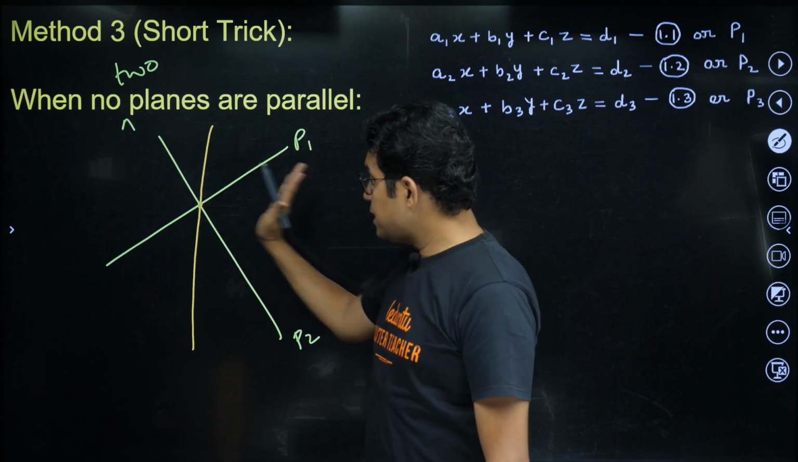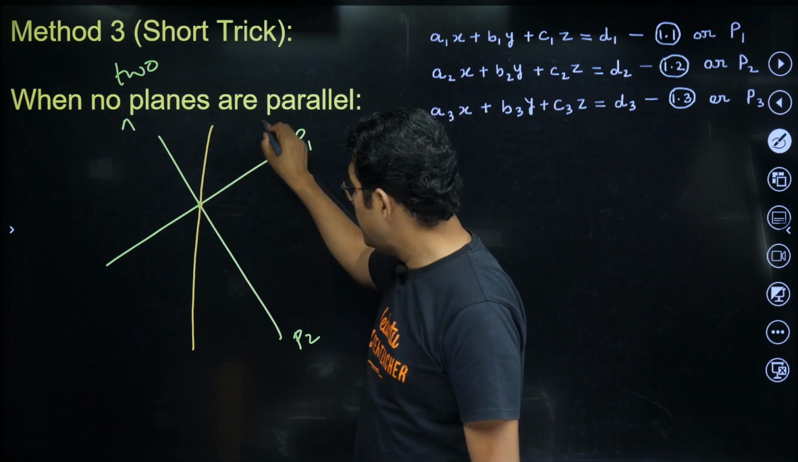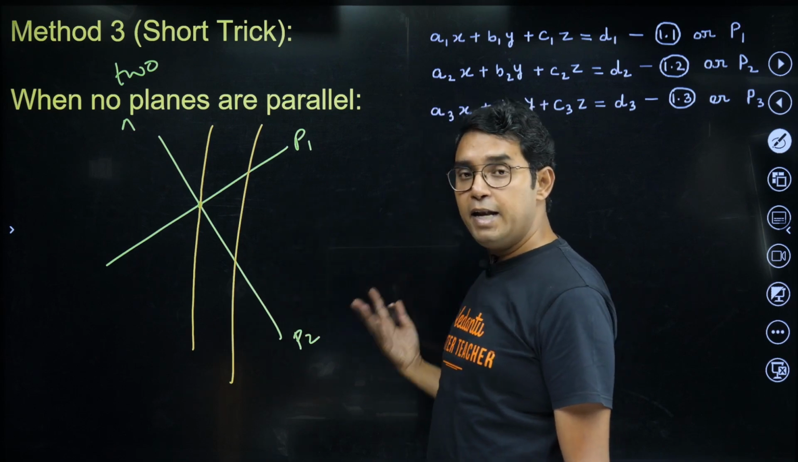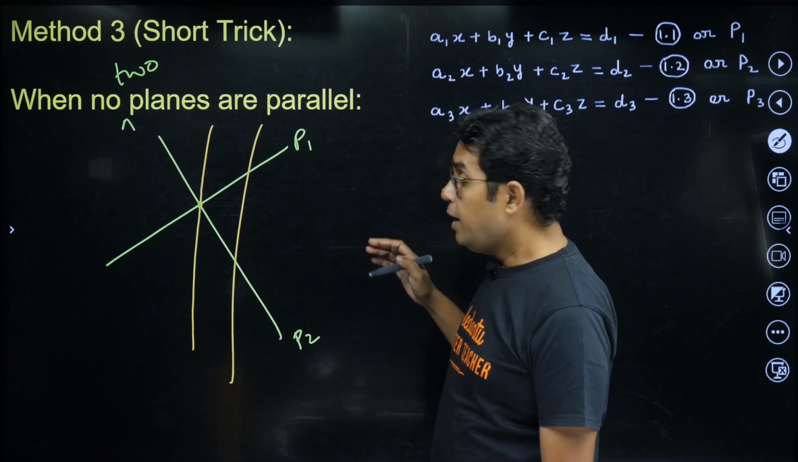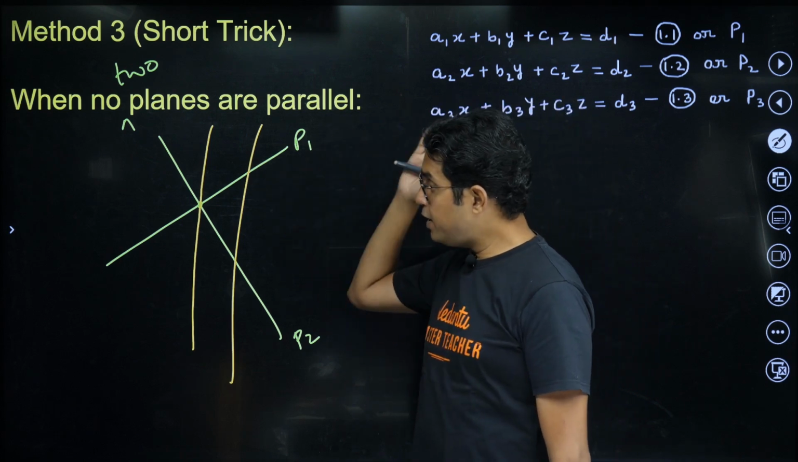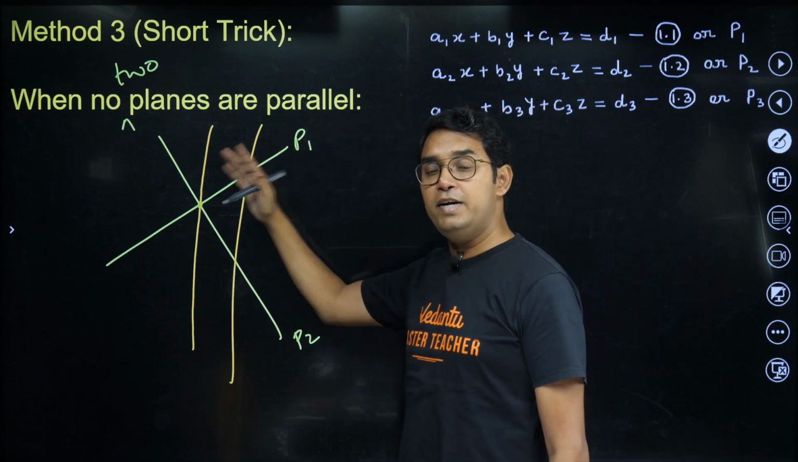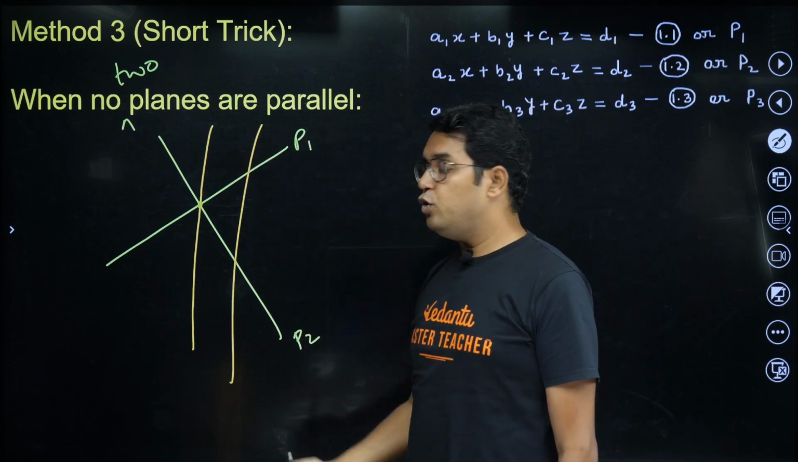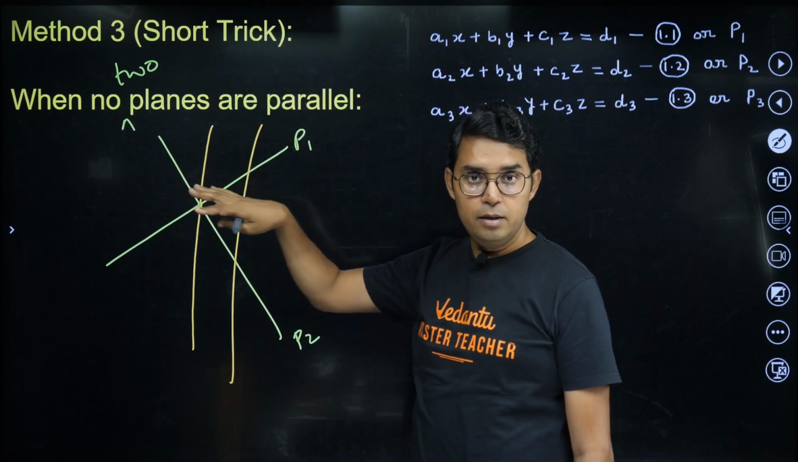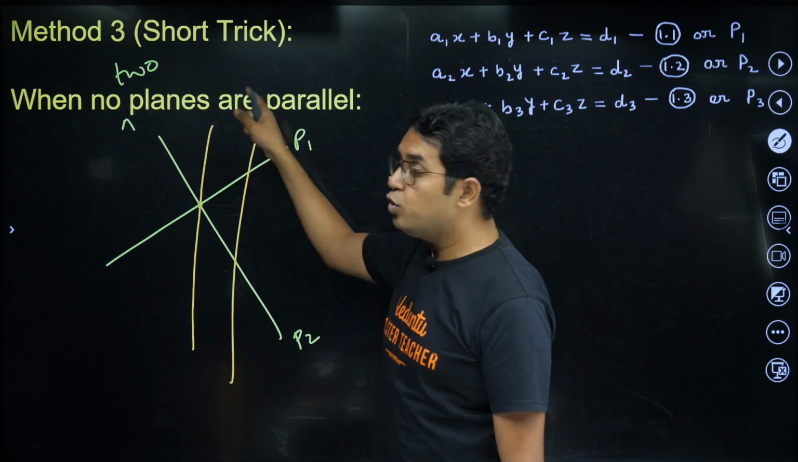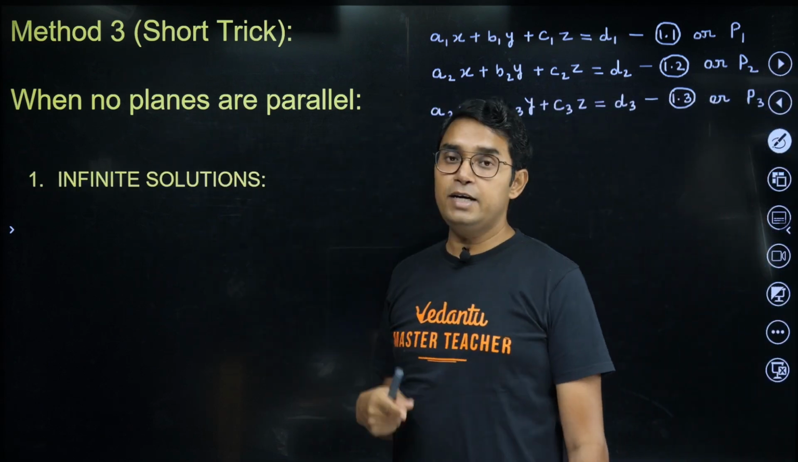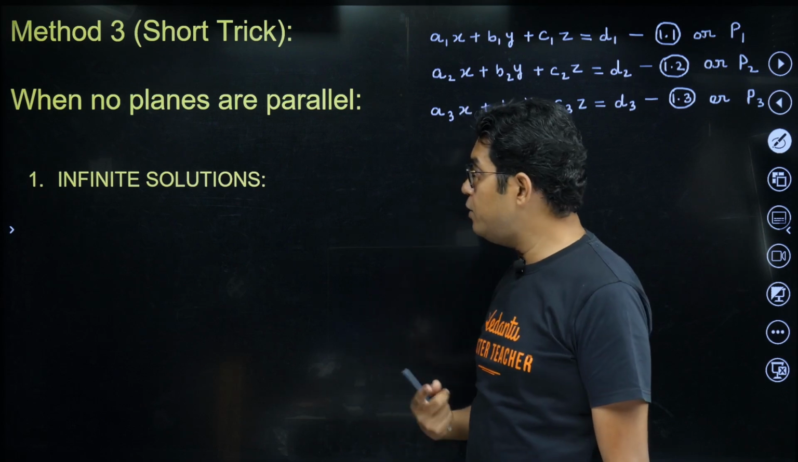If your plane is slightly shifted but parallel to this position, in that case you can see this line will never meet this plane at any point, so no solution. But if your plane is something like that, where it is intersecting this line of intersection at one point, then you may have a unique solution. So I will explain this shortcut method when no two planes are parallel, starting with infinite solutions. There is a reason for this, I will tell you.